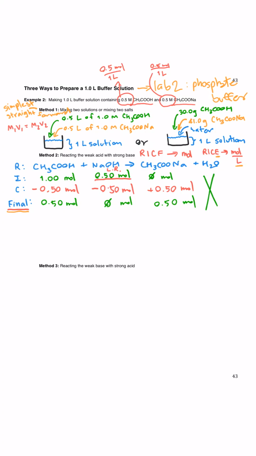As you see, this solution at the end contains 0.5 mole of acetic acid, a weak acid, and 0.5 mole of sodium acetate, which is its conjugate base. Therefore, this solution is considered to be a buffer solution because it contains a weak acid and its conjugate base.